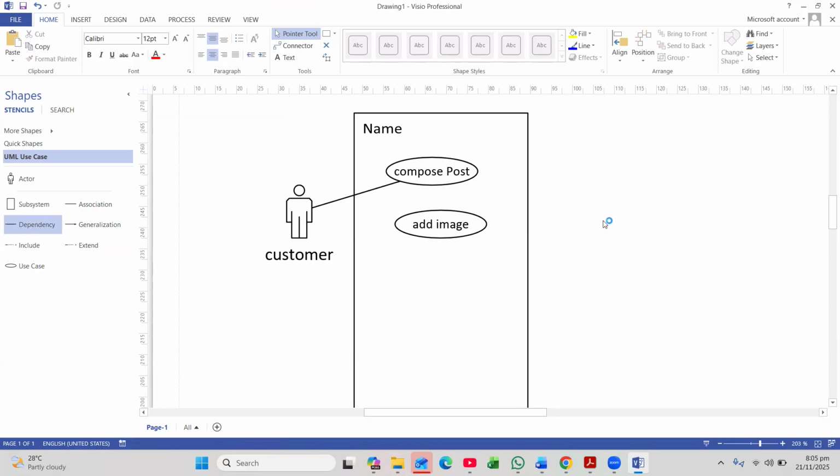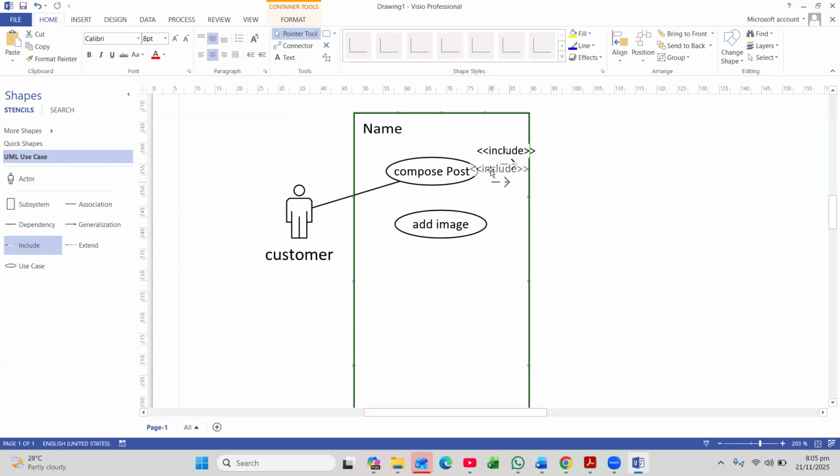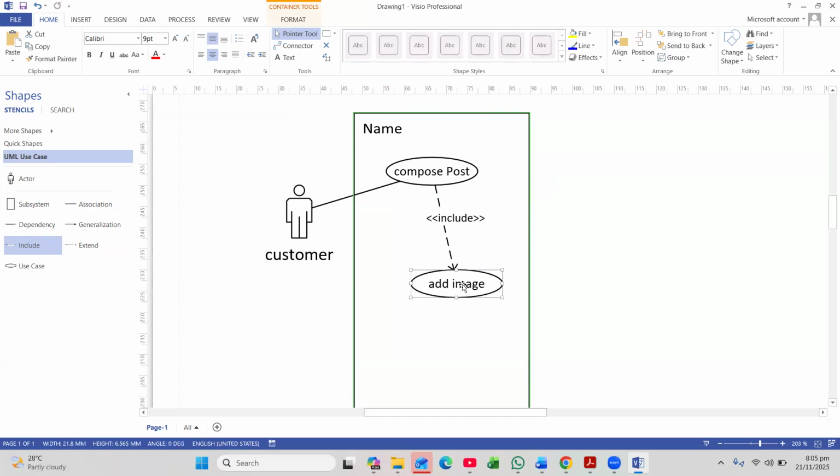Now, ladies and gentlemen, looking at what I have over here, do I draw the line from the user to this? I don't think so, because the line must come from this use case over here to this one over here. And they are an include relationship.